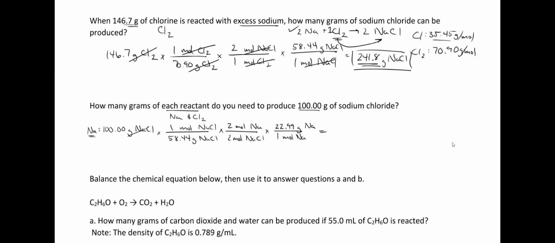So canceling units, and we can cancel these 2's here. We can go ahead and figure out how much sodium we're going to need. So we have 100 divided by 58.44 times 22.99 gives me 39.34 grams. I'm limited by the 4 significant digits of the molar masses here. So 39.34 grams of sodium.